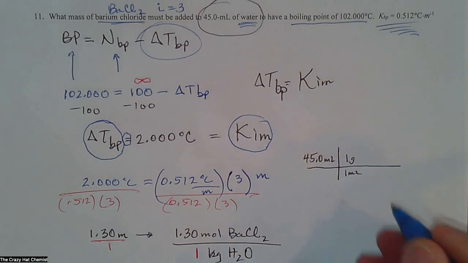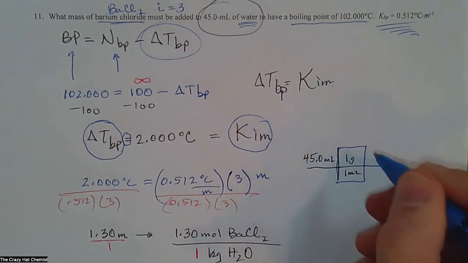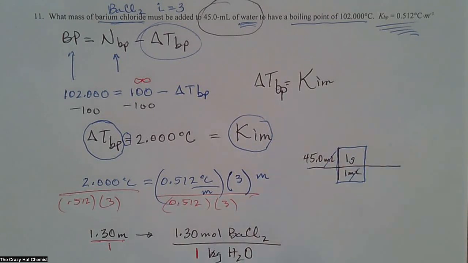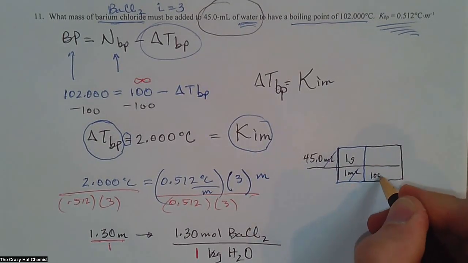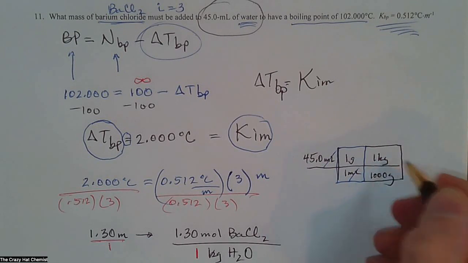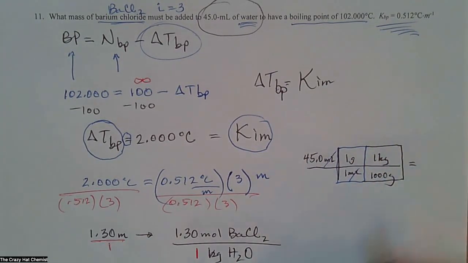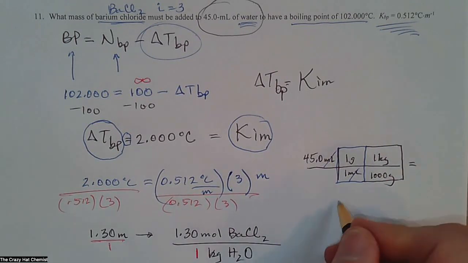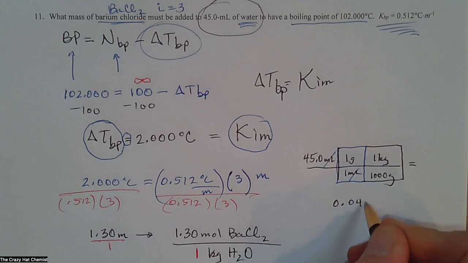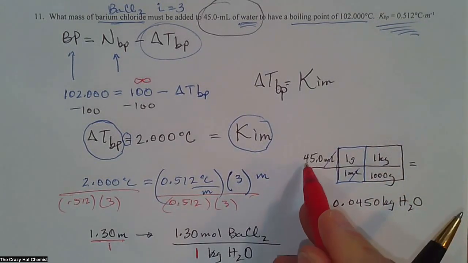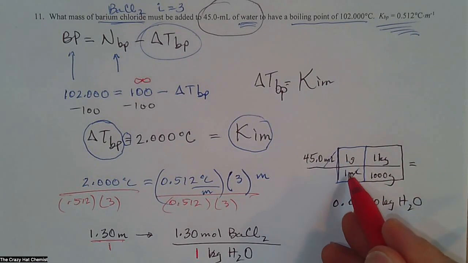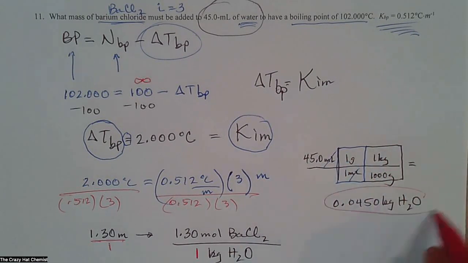This is a key component here. This is a unit conversion, an infinite number of significant figures. The mL cancel out. And then I'm going to convert this into kilograms. So that is 1,000 grams, 1 kilogram. So this right here will be my kilograms of solvent of which I have, which is 0.0450 kilograms of H2O. Okay, so that is 45.0 times 1 divided by 1 times 1 divided by 1,000, and I get this value here. That is the solvent.